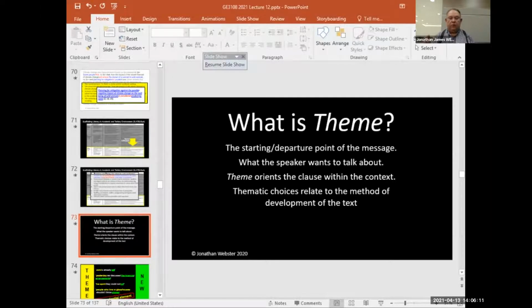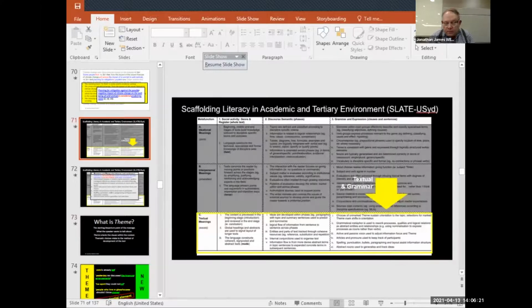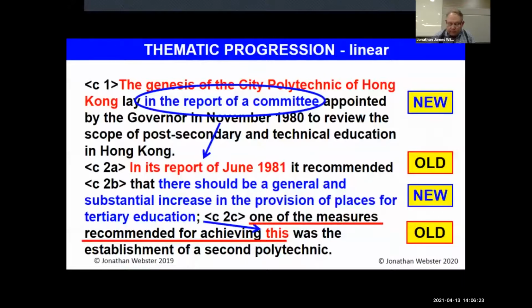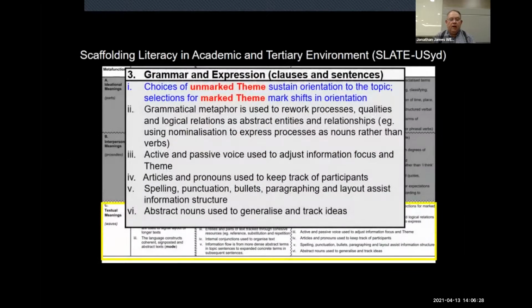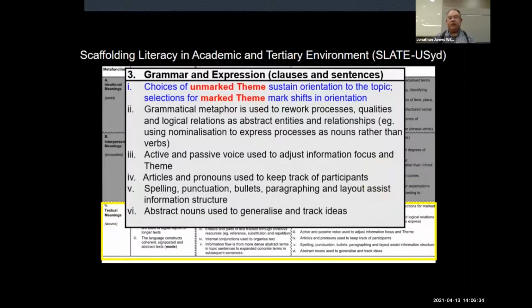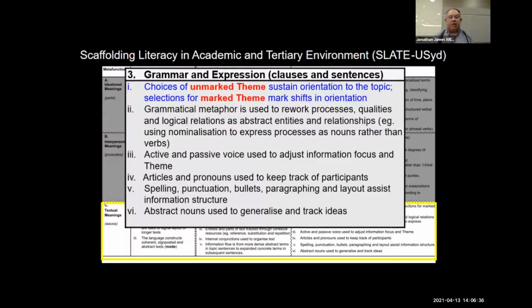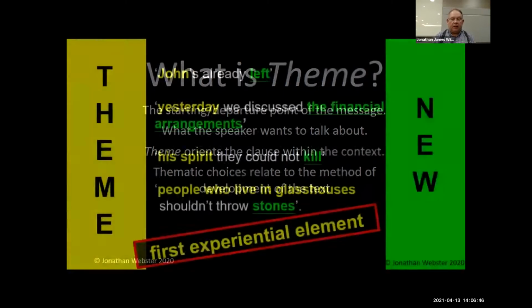All right, so let me just quickly back up a bit. What we talked about here, in the lower right-hand corner, to make it easier for you to see. The first item, as I mentioned, is theme. And the unmarked theme, as I said, is the grammatical subject. What is theme? It is the starting point of the message. It's what the speaker wants to talk about.